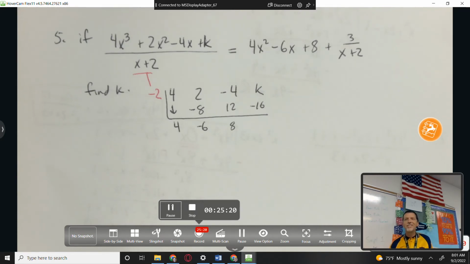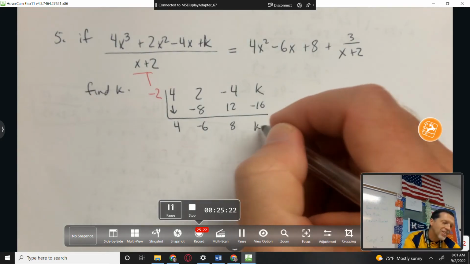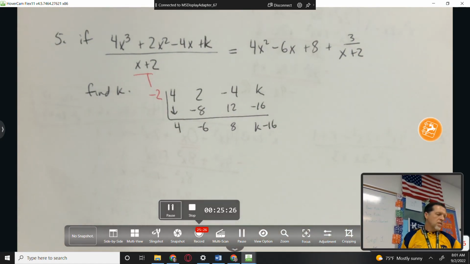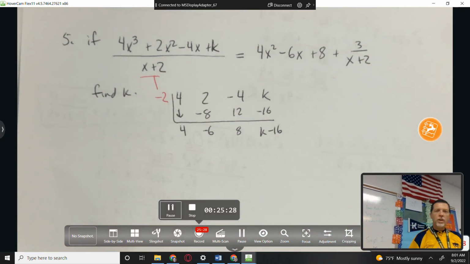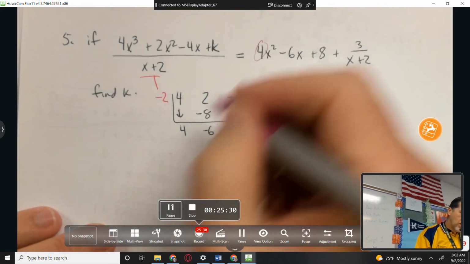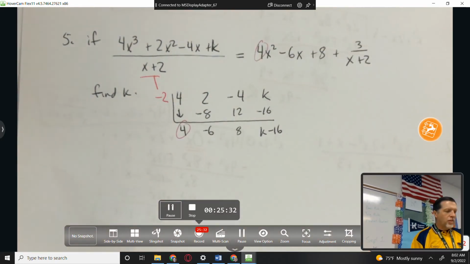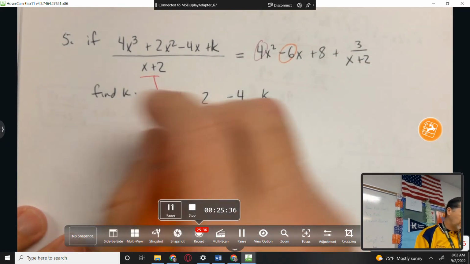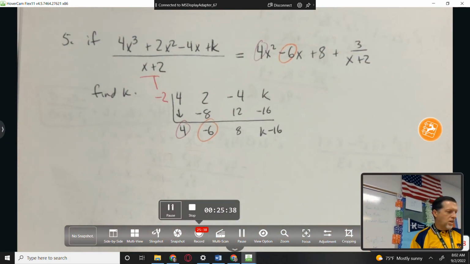It's kind of a trick question. It's k minus 16. Now we start matching things up with what our answer is supposed to be. 4 and 4. Okay, so far so good. Negative 6, negative 6. Yep, good there.